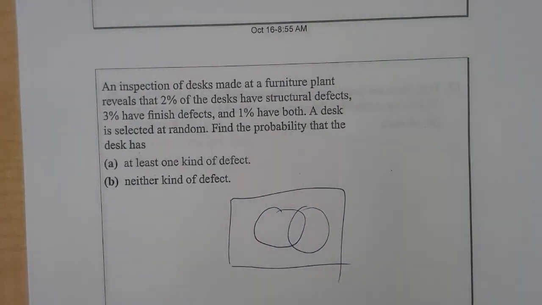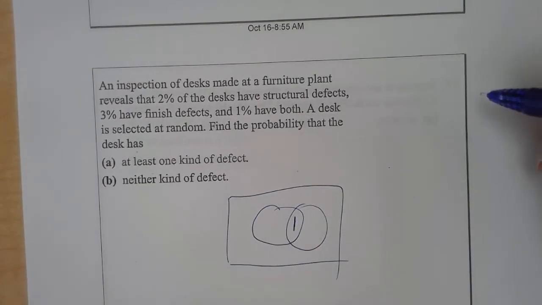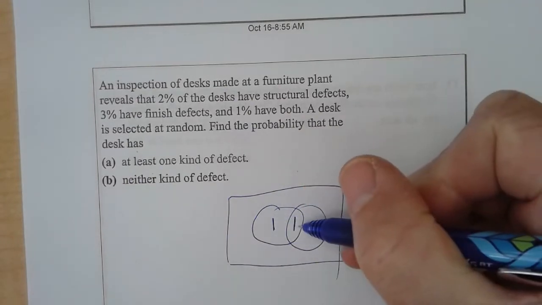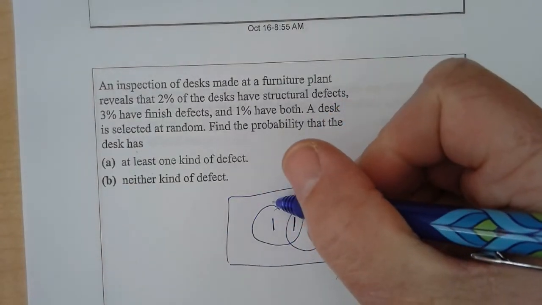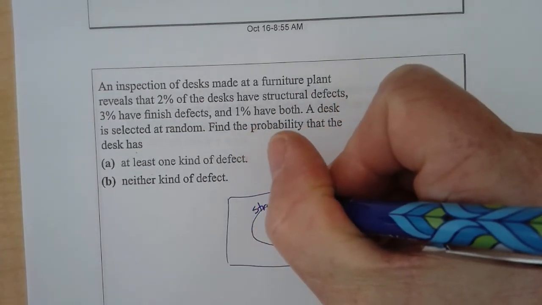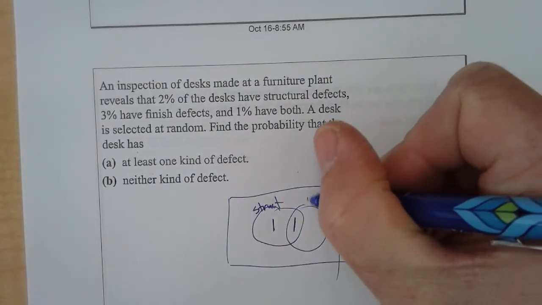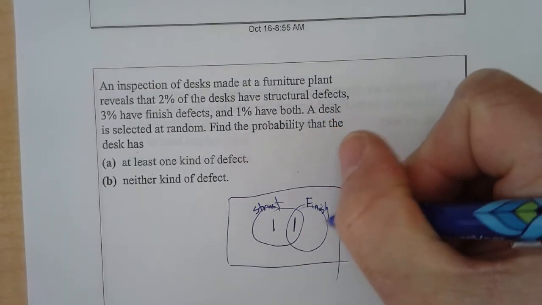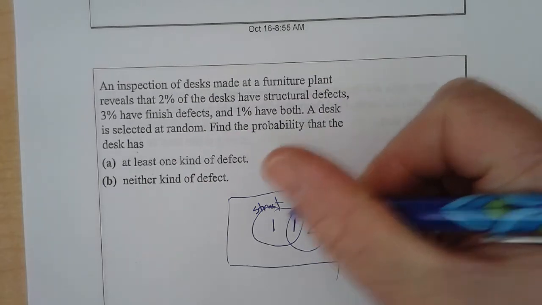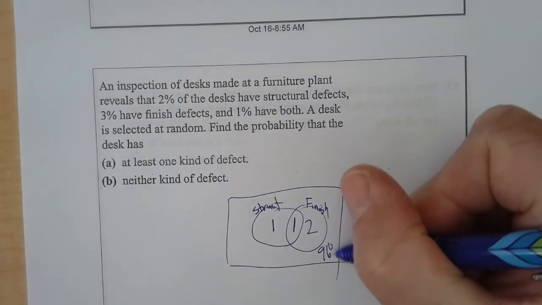And it says an inspection of desks made at a furniture plant reveals that 2% of the desks have structural defects, 3% have finish defects, 1% have both. So 1% goes there. I should have done it backwards. 1% goes there, so that would be the 2%. And then this would be called structural, STRUC. So that's a structural defect, 1%, 1%. And then finishing defects would go here, and that would be 2% because 1 and 2 make 3%. And so that's a total of 4%. So this is 96% out here.